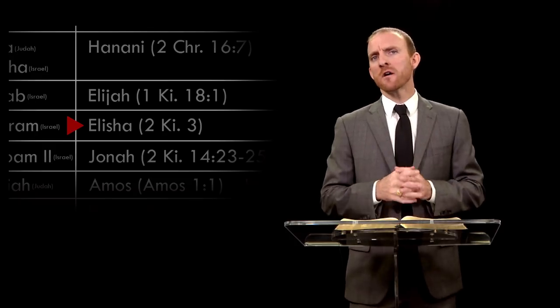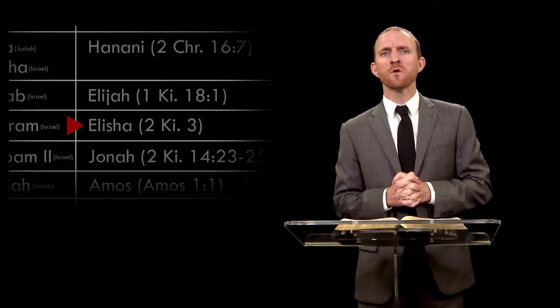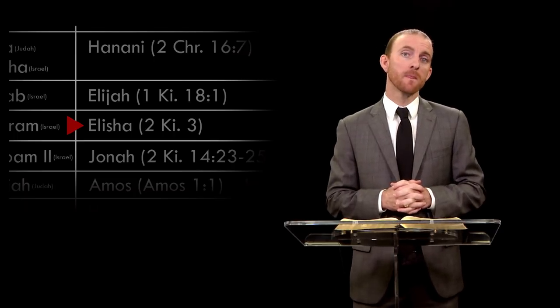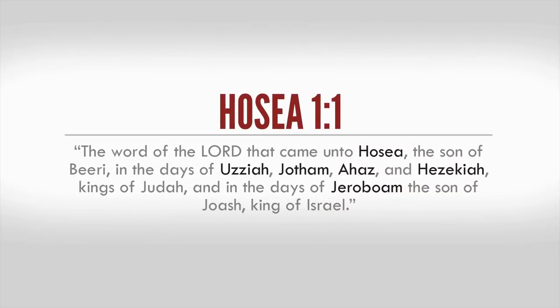We now arrive at our first group of prophets who have preserved books in our Old Testament bearing their names. Scripture records the word of the Lord that came unto Hosea, the son of Beeri, in the days of Uzziah, Jotham, Ahaz, and Hezekiah, kings of Judah, and in the days of Jeroboam, the son of Joash, king of Israel. Hosea chapter 1 and verse 1.